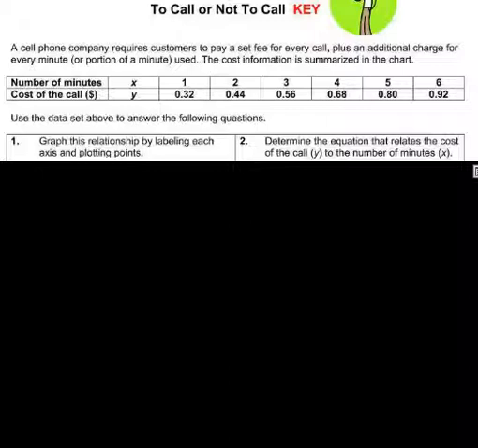But on here, what they've done is they've said the number of minutes you've talked, so 1 minute, 2 minutes, 3 minutes, 4 minutes, and so on, and the cost of the call. So 1 minute costs you 32 cents, 2 minutes 44 cents, 3 minutes 56 cents, and so on. It says use the data above to answer the following questions. We're going to graph the relationship, and then we're also going to determine the equation that relates the cost, y, and the number of minutes, x.